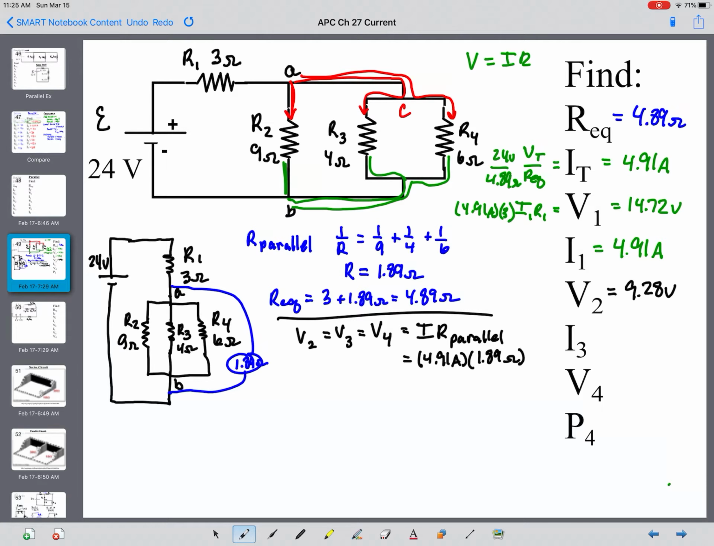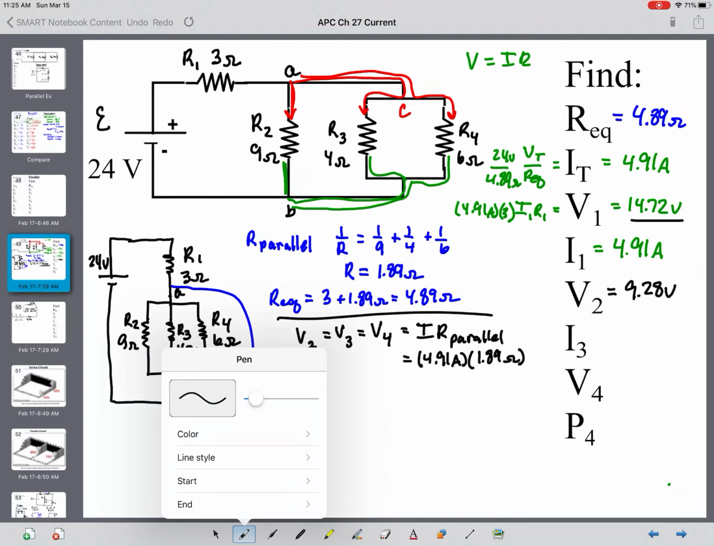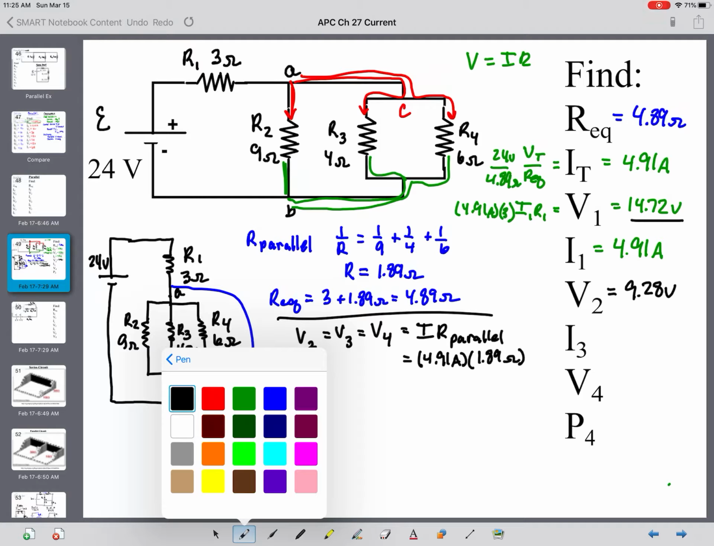The other way you could have done that was, you had a 24 volt battery. You already accounted for the 14.72 volts across resistor 1. 24 volts minus 14.72 is going to give you the 9.28 volts also. Okay, now we found something. We're going to put it on the diagram.